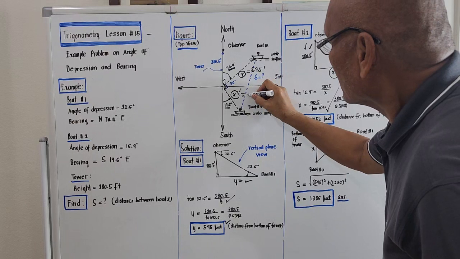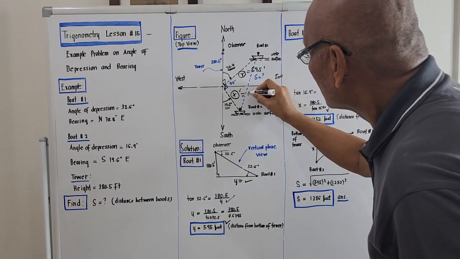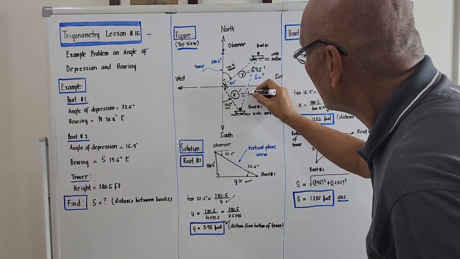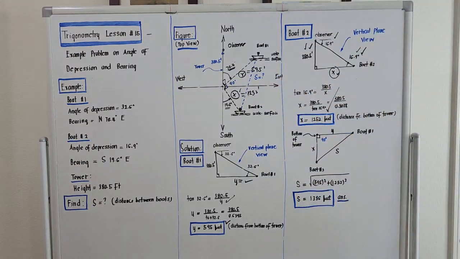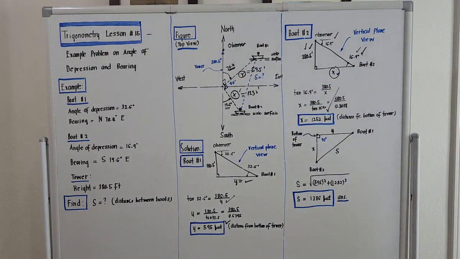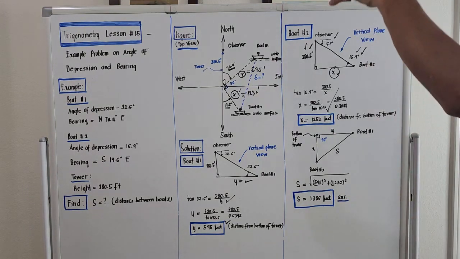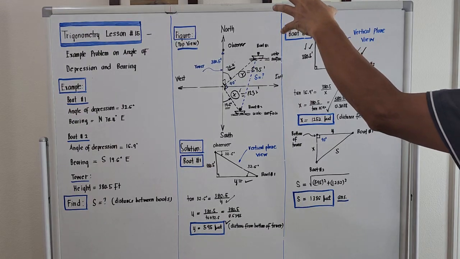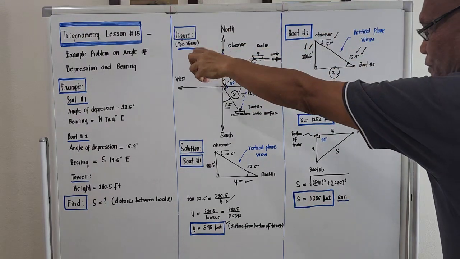It's further, right? 1252 feet. Because the angle of depression is smaller, right? So again, if we try to bring out the resulting right triangle, we bring out the third right triangle as seen from a top view.